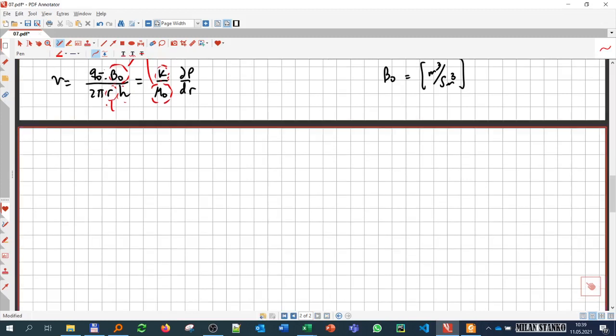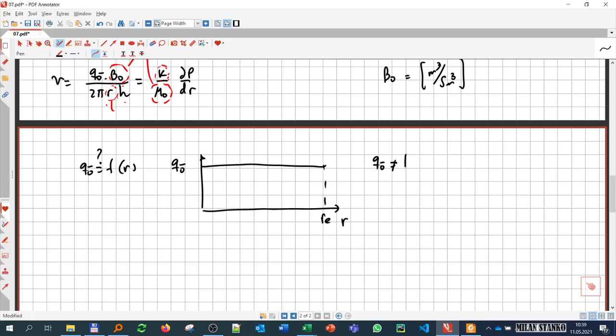But then what happens with QO? Is QO a function of radius? For this approximation, we assume that QO versus radius is simply constant until RE. So QO is not a function of radius. It's simply a constant.